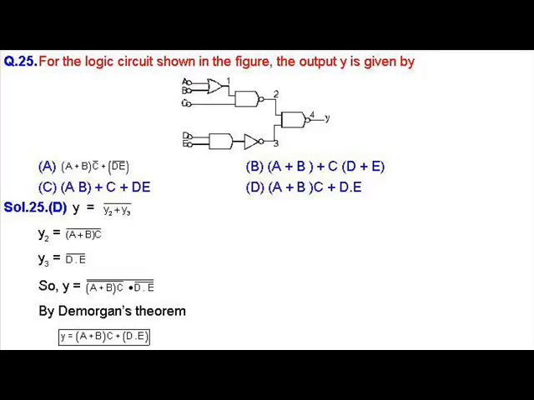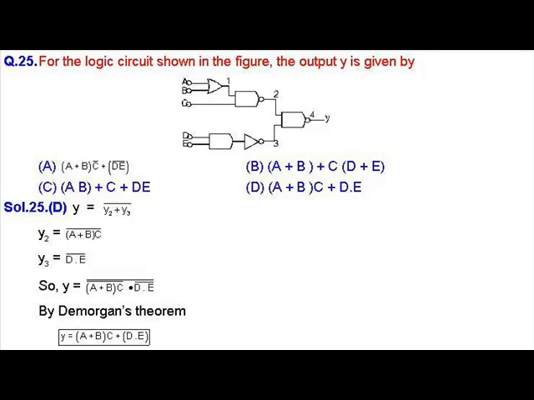y2 can further be written as ((a + b) · c) whole bar, and y3 can be written as (d · e) whole bar. So y, that is our final output of gate 4, can be expressed as ((a + b) · c) whole bar · (d · e) whole bar.